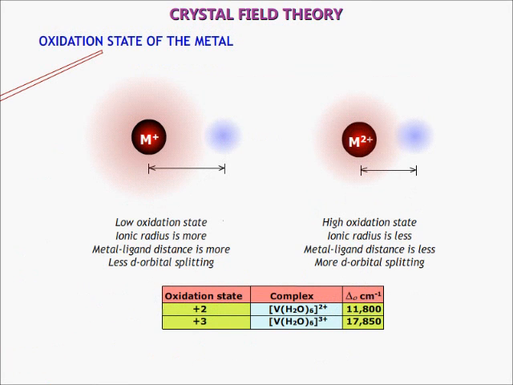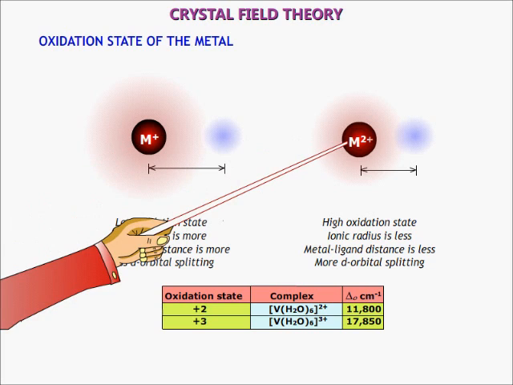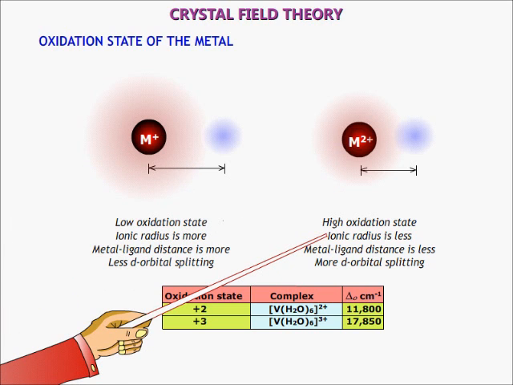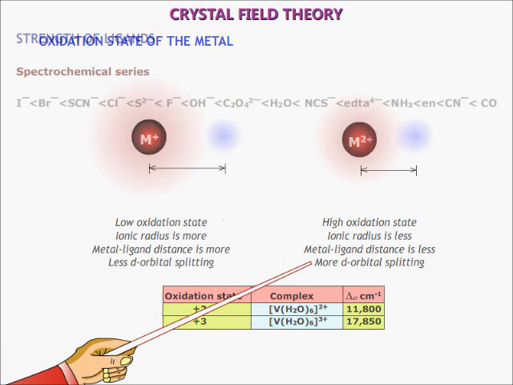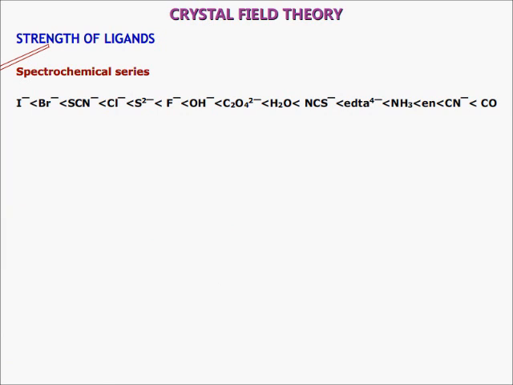Oxidation state of the metal. If the charge of the metal ion increases, the ionic radius decreases. This will result in more intense metal-ligand approach, which will result in more d orbital splitting. Strength of ligands. Strong ligand fields cause more crystal field splitting.